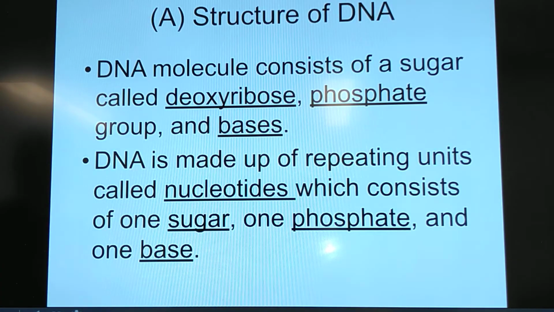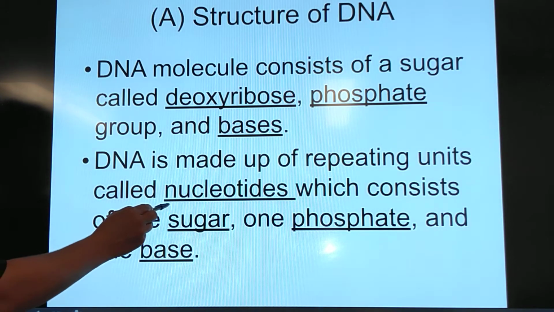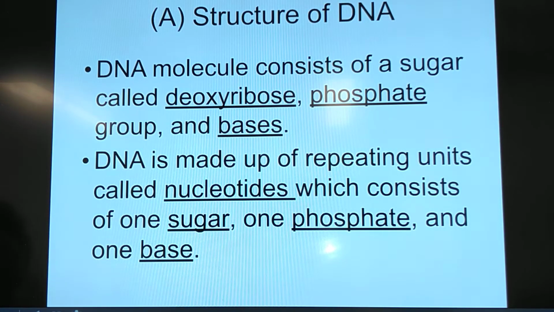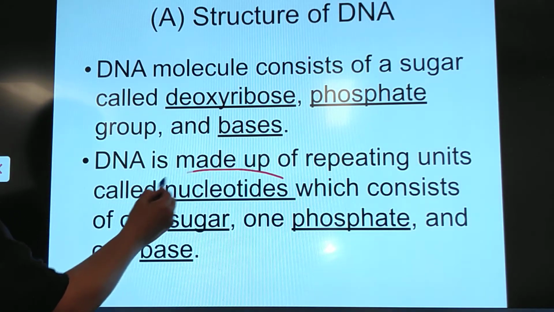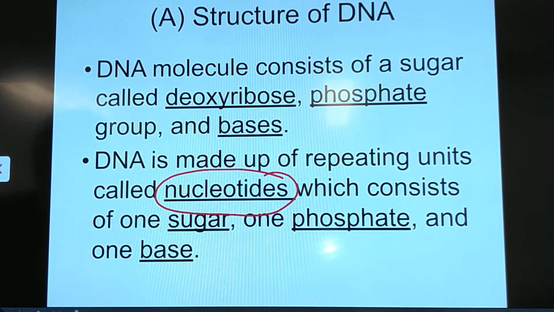Okay. So the structure of the DNA consists of a sugar called deoxyribose, a phosphate group, and a base. This is that nucleotide, the nucleotide that we talked about when we were talking about the macromolecules. So it is a nucleotide. The nucleotide is the building block of DNA. And that's back to that structure that we showed when we talked about those macromolecules.